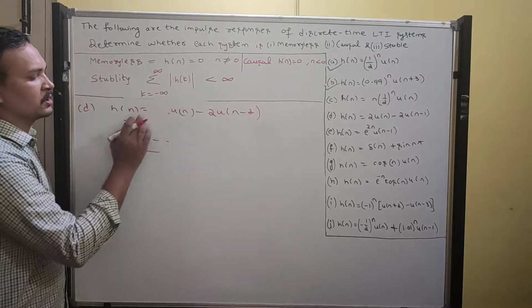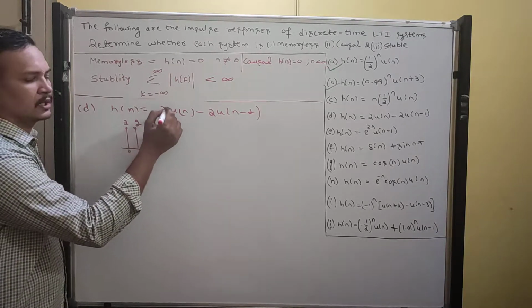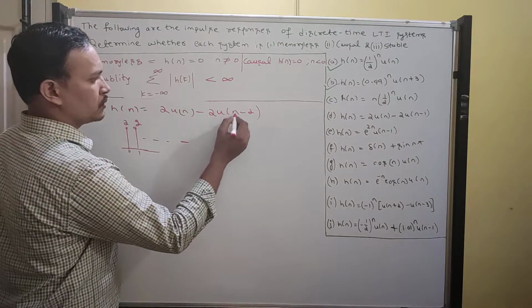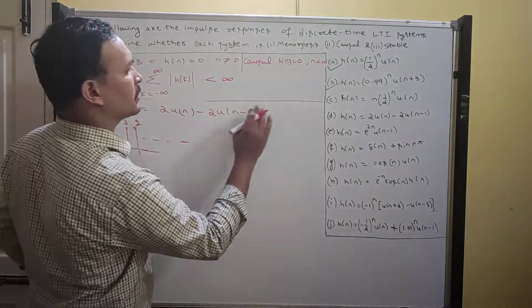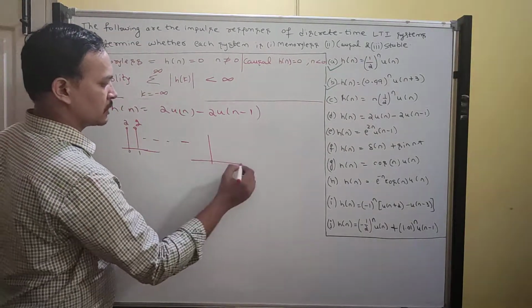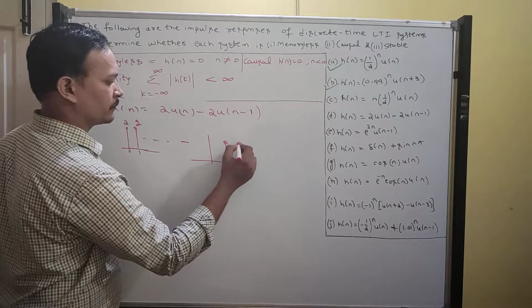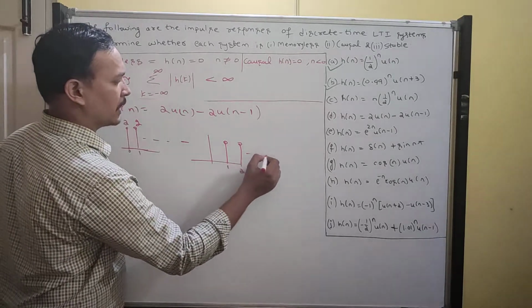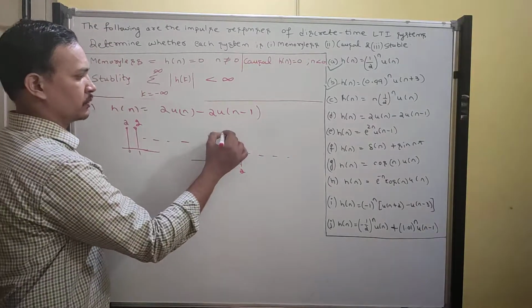If it is not there, we can write it as 1, but in the question they have given 2. Minus u of n minus 1. The question is u of n minus 1. n minus 1 means it starts from 1 to infinity. So the starting sample is 1 and it will go to infinity. What is the magnitude? 2.